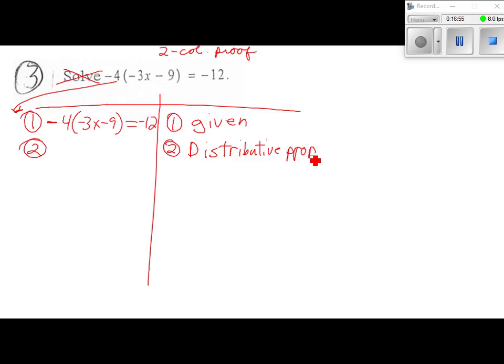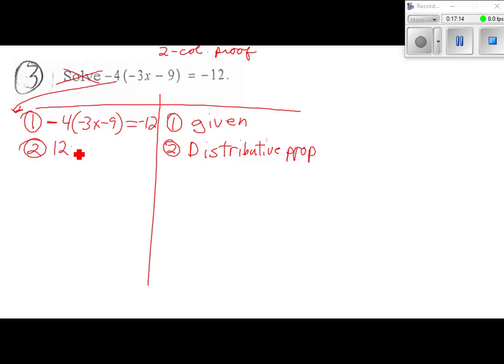Ethan's going to ask, is that distributive property of equality? Yeah, it is. Are we doing something to both sides of the equal sign? No, so I don't really care about putting the "of equality" on there. What do we get when we distribute?